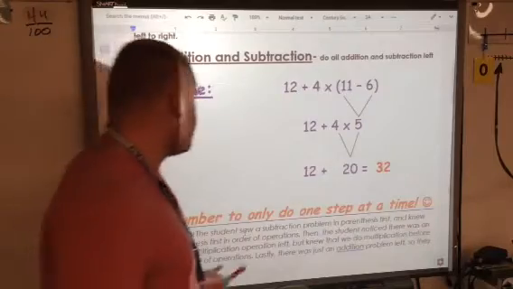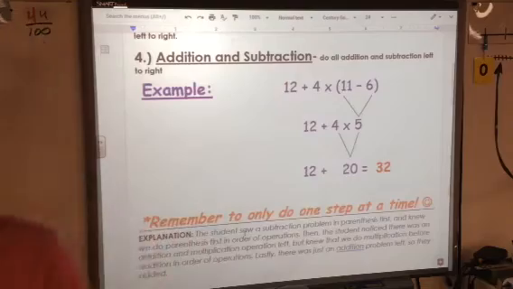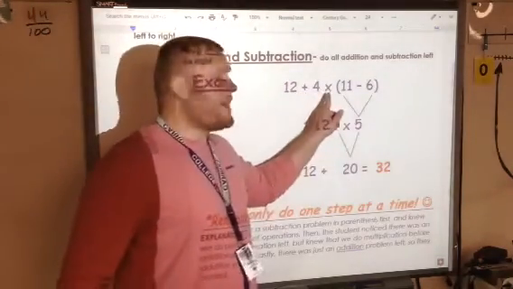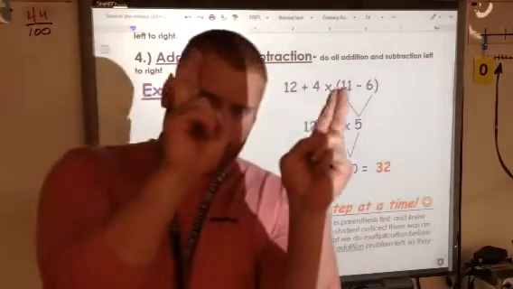Oh, it doesn't seem like it. Okay, so I noticed 3 operations here. Actually, technically you could say 4. I see addition, I see multiplication, and I see subtraction. But the last one I see is what?